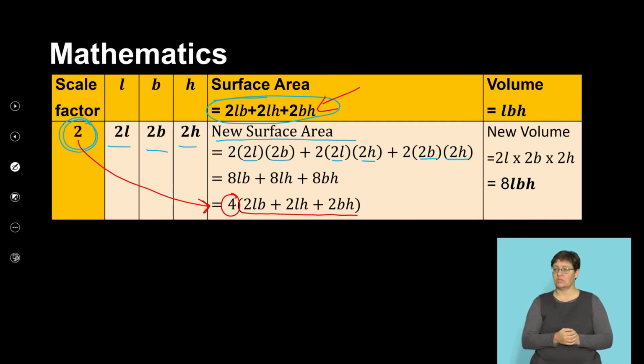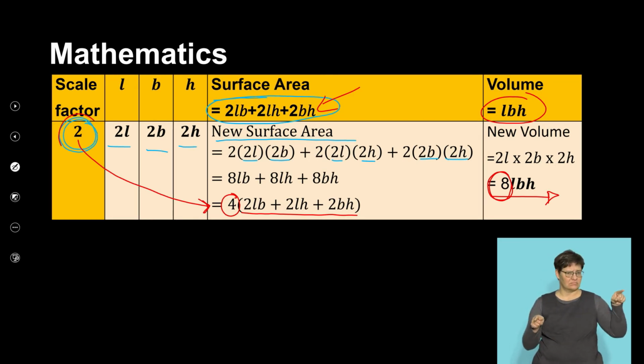Now instead of length times breadth times height, I now have 2 lengths times 2 breadths times 2 heights. And this gives me a result of 8 length times breadth times height. Also, everyone, I'm going to start asking if you see any connections between the relationship of the new volume and the scale factor. So I want you to start looking, is there any connection at all between the scale factor and how I can write the new volume? Let's look at another example with a different scale factor.